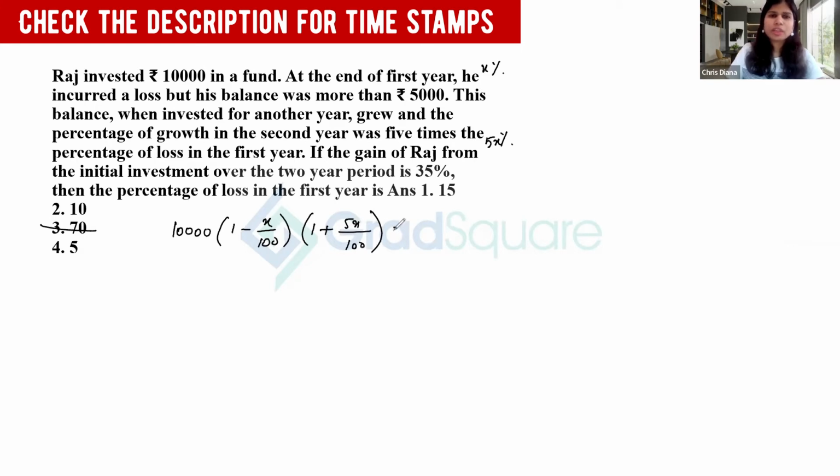Correct? Now this total value, the amount at the end of the second year, is fetching you 35% gain over the 2-year period. That means this amount has to be equal to 135% of the total amount invested initially, which is 10,000.